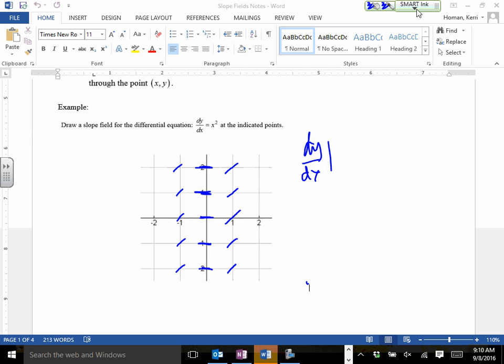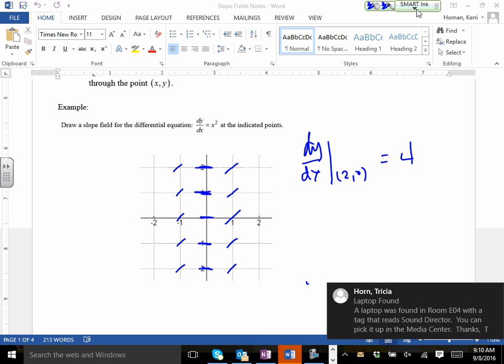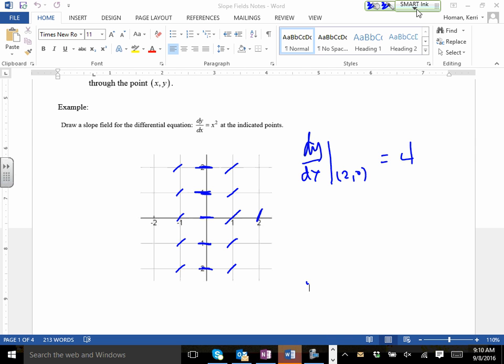How about at 2, 0? What are we going to have? Slope of 4. And anywhere x is 2, that's going to be the case. Okay. And then what about when x is -2? At all those points, we're going to have slope of 4 as well.